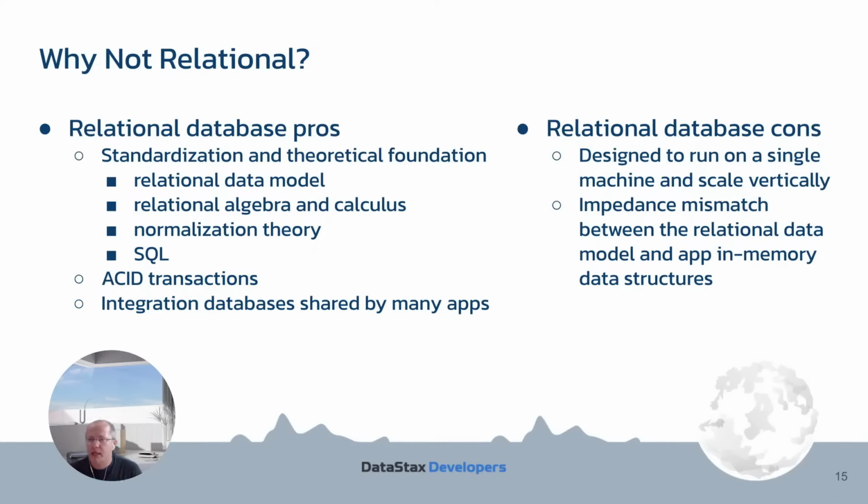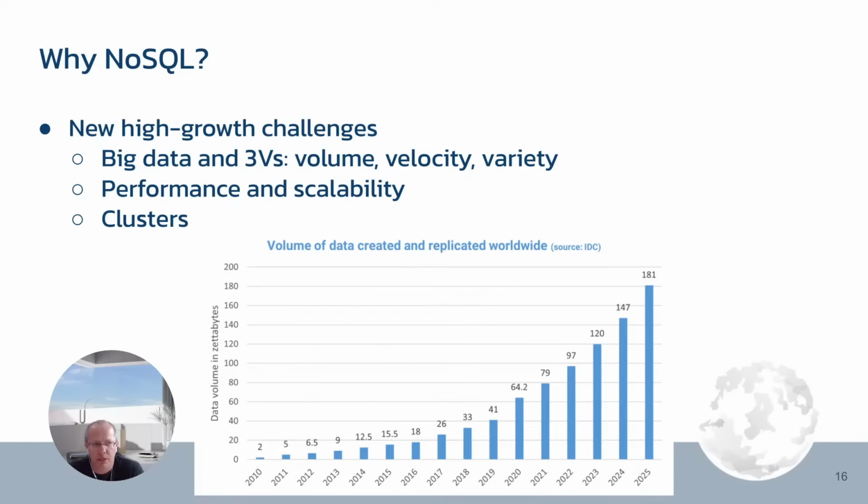Disadvantages of relational databases. They were designed to run on a single machine and scale vertically. Normalization theory, relational algebra are very powerful tools, and SQL is a very powerful language, but it was designed to have all the data together so you can quickly join or union or intersect the data and get an answer. So they will be harder to scale horizontally on a distributed cluster. Another problem with relational databases is the so-called impedance mismatch between the relational data model and application in-memory data structures. Essentially, we have tables versus objects and classes in applications. So that's another issue that we have with relational.